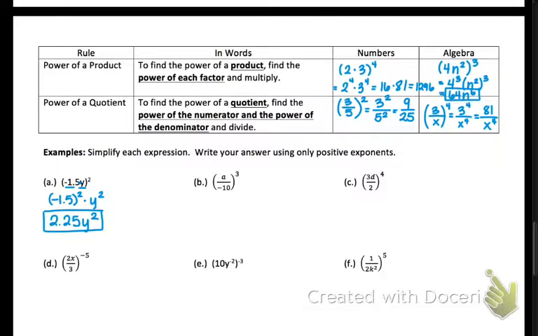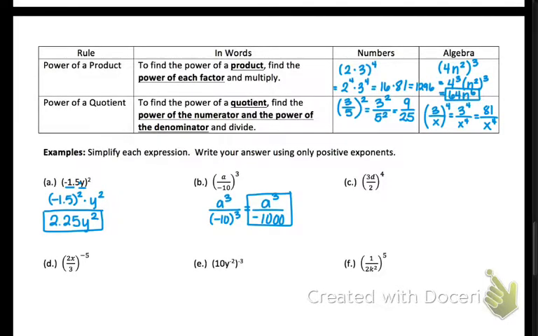Okay, example B, this is a quotient. So we're going to do a to the third over negative 10 to the third, which becomes a to the third over negative 1,000. And that's your answer. Pretty simple. So moving forward now, this is combining some of the different rules.